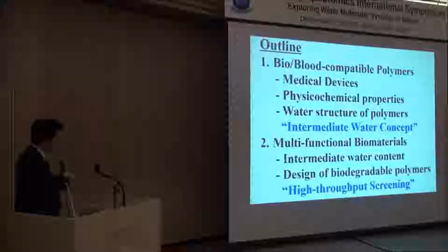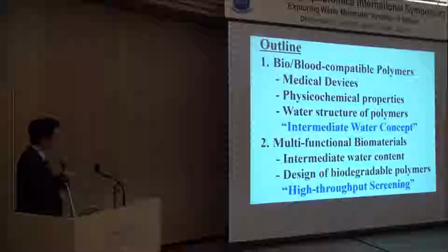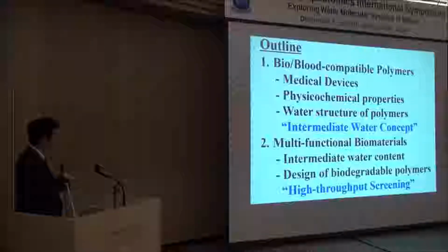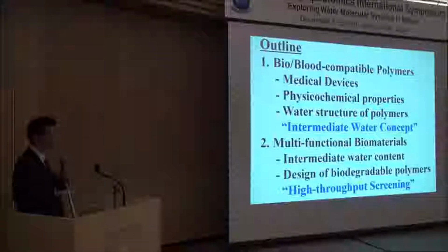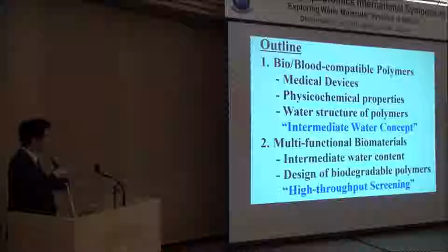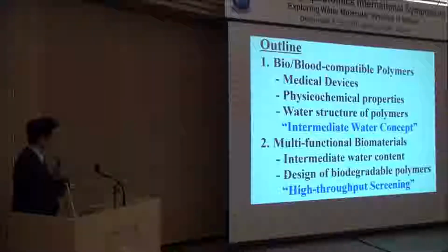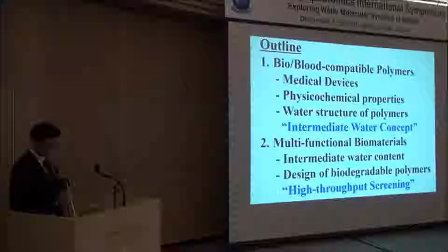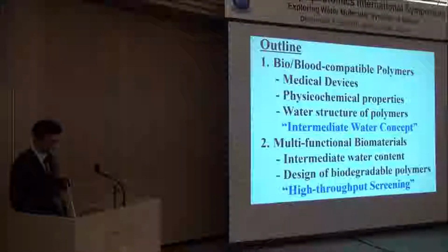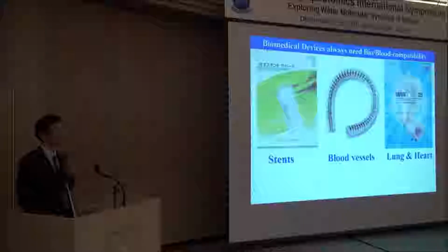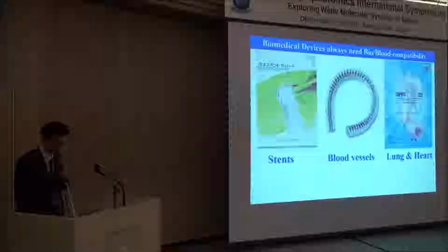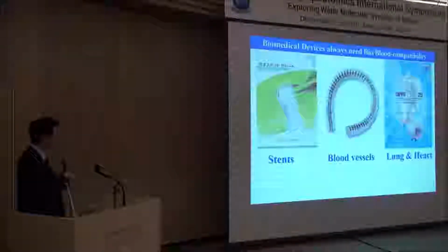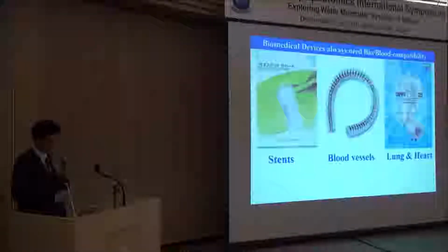So intermediate water, what is intermediate water content? The intermediate water content affects the performance of the medical devices and the design of biodegradable polymers. What does it mean? High throughput screening using the intermediate water concept. So this is a typical example of the biomedical devices. For example, stents and blood vessels, artificial lung and heart.